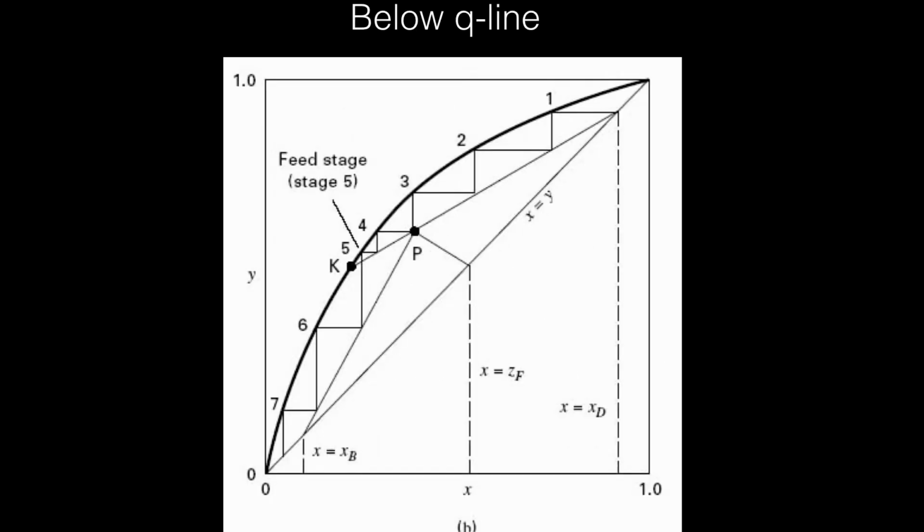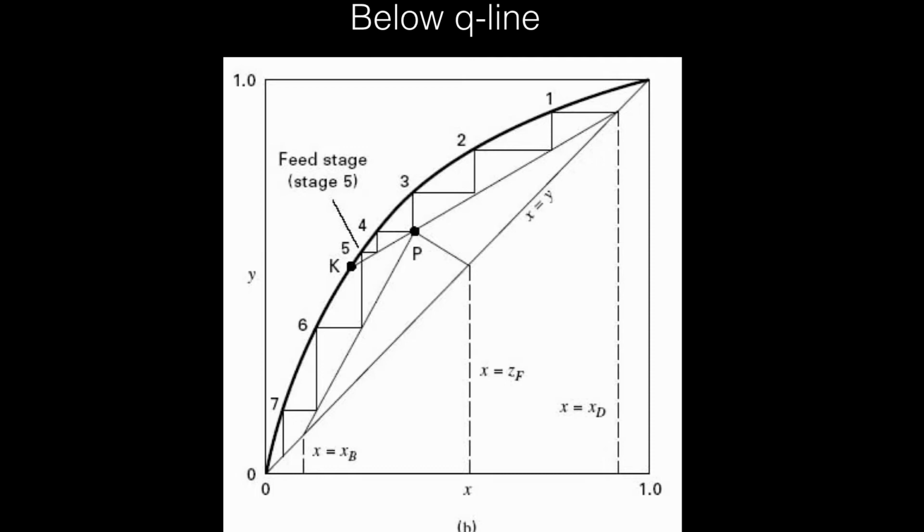Now let's consider where to transition from one section of the column to another. At the top of the column, we start in the rectifying section with tray 1 at the top of the rectifying section. We then step down, and we continue stepping down, and so long as we step between the equilibrium curve and the rectifying section operating line, we are in the rectifying section.